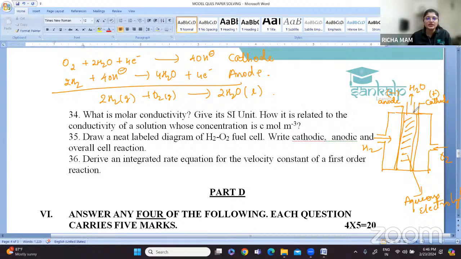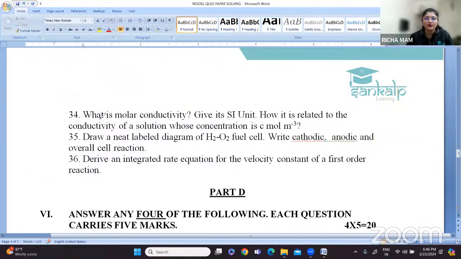Okay. Last question. Derive an integrated rate equation for the velocity constant of a first order reaction. So this is a question from chemical kinetics. We have seen this. You have to derive it for the first order reaction. You know the steps, so I'll not write it again. First order reaction, we know all the steps.